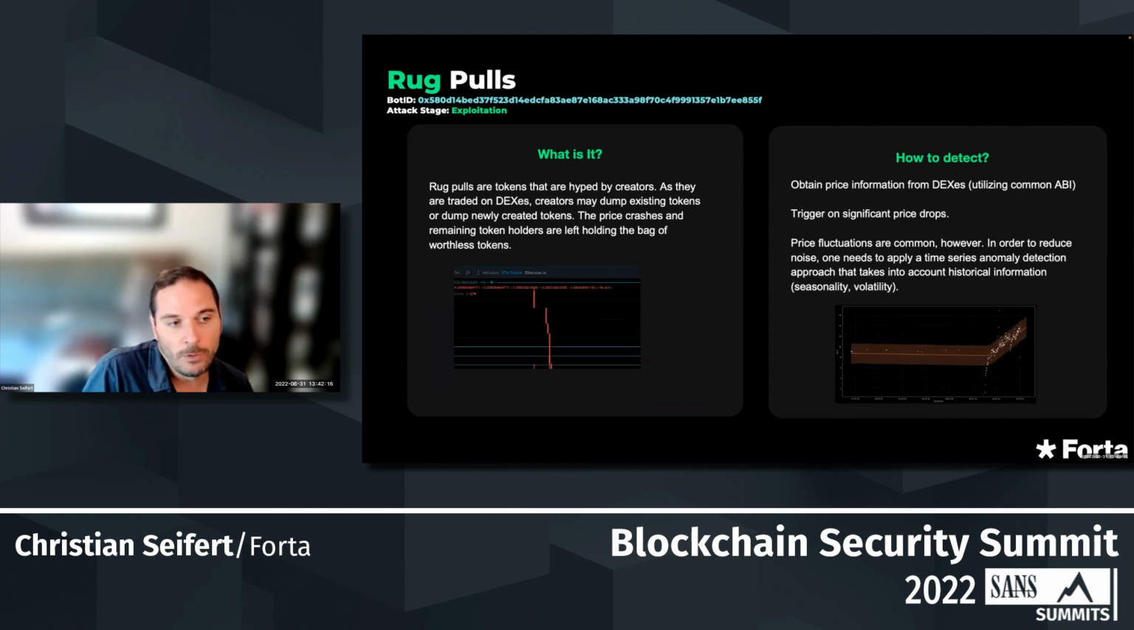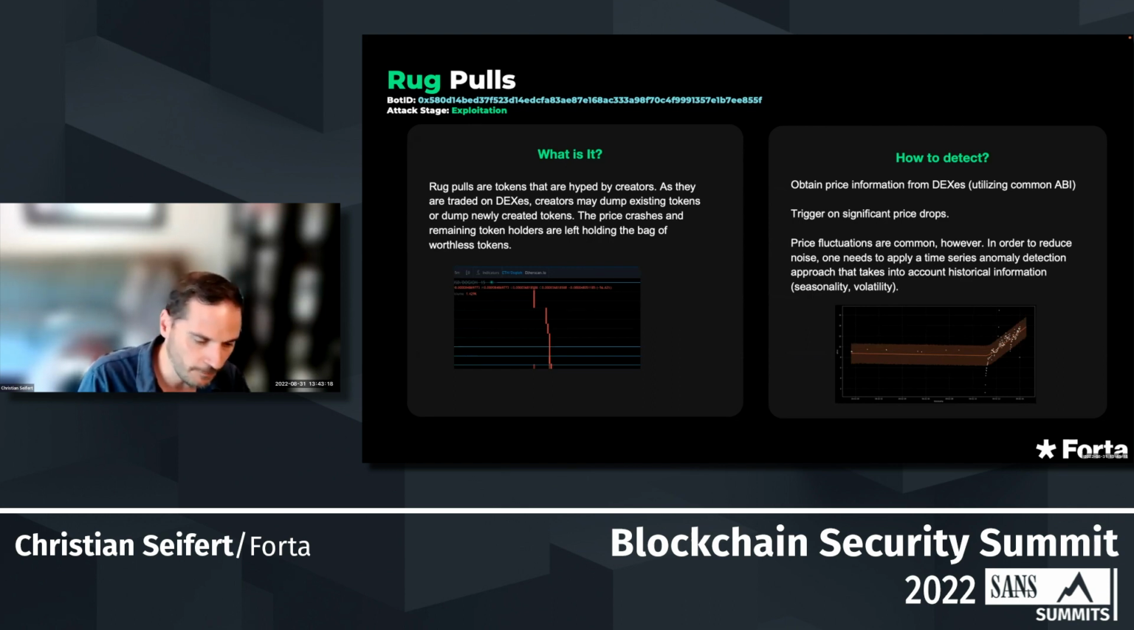The next one is rug pulls. Rug pulls are tokens that are hyped by the creators. They're then traded on decentralized exchanges, and the creators may dump all their tokens, essentially leading to a price crash, and then all the holders of the token are left holding the bag of these worthless tokens. There is a rug pull detection bot deployed on the FORTA network that essentially obtains the price information from many decentralized exchanges, utilizing the common ABI structure that is used by many different exchanges. And then it triggers on significant price drops. Now, significant price drops is a little bit of a loaded term, because obviously there's a lot of volatility in the ecosystem. And so you cannot hard code a threshold.